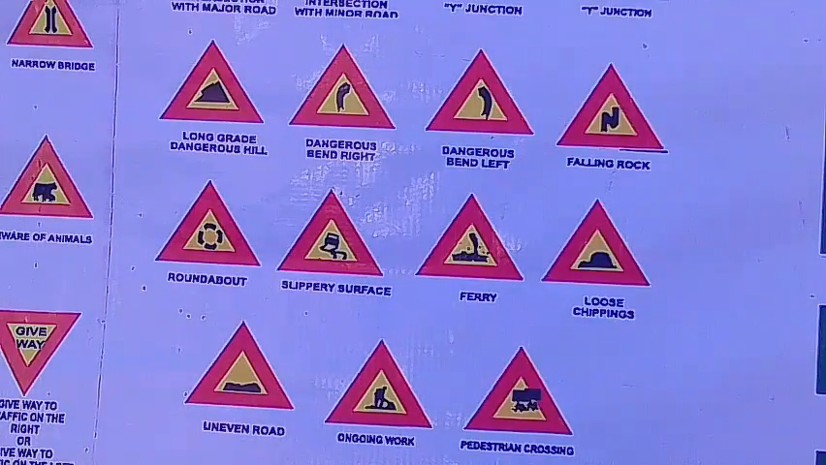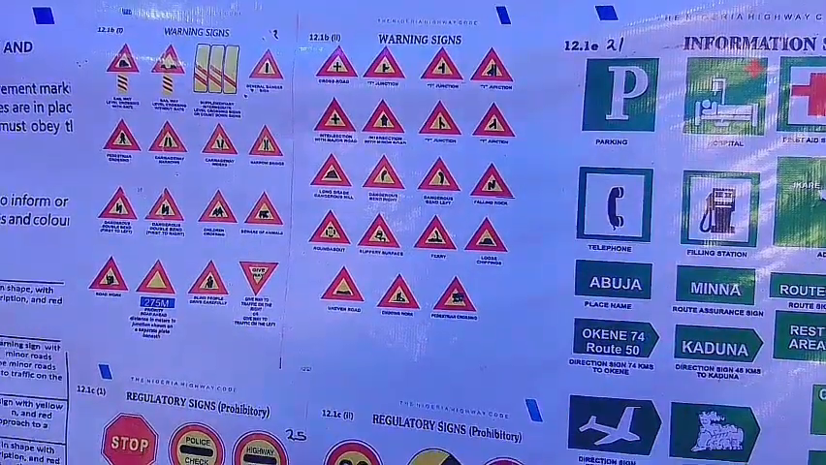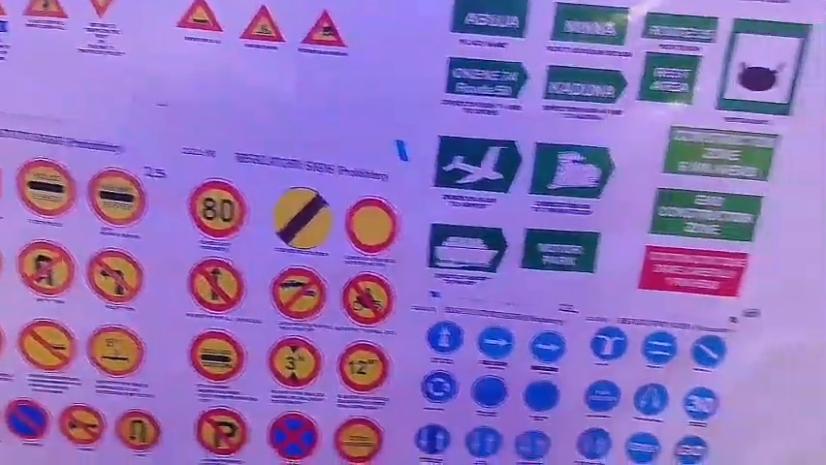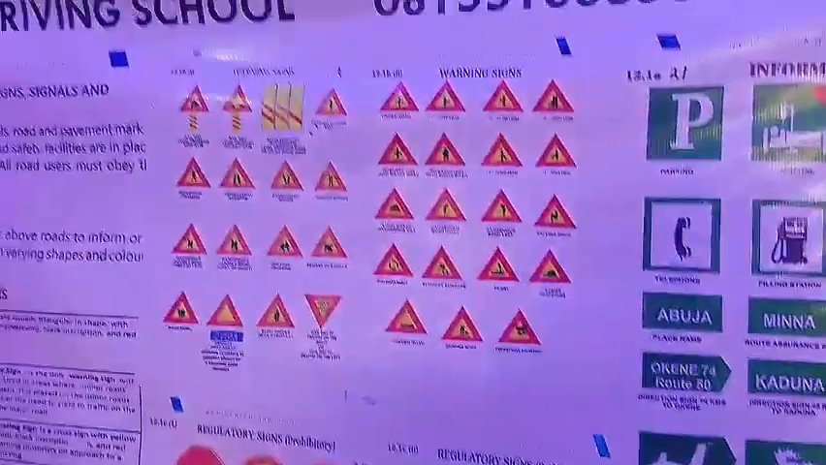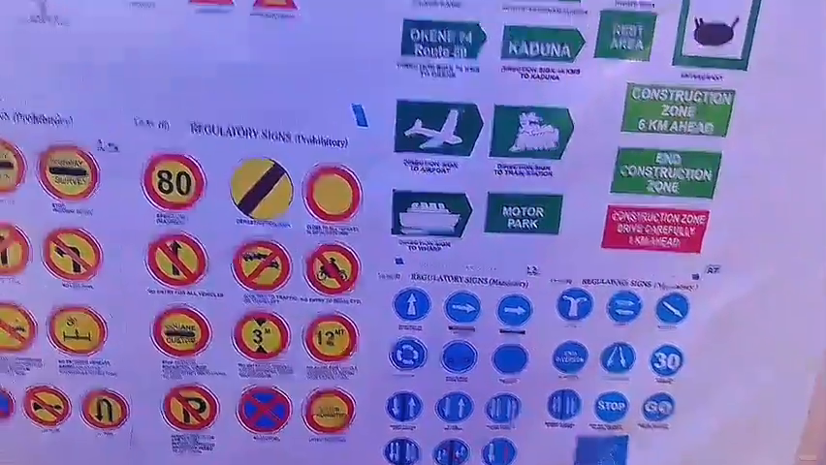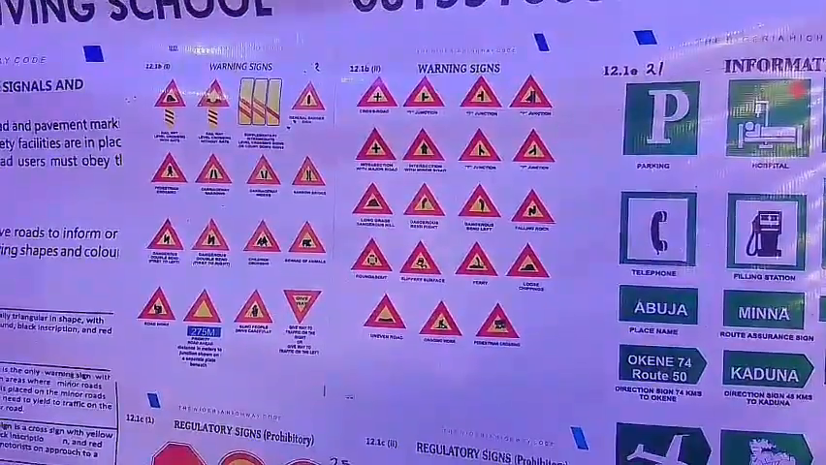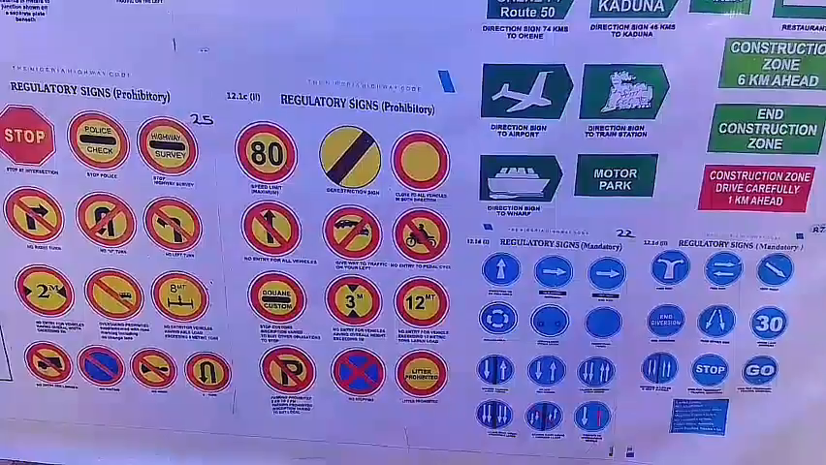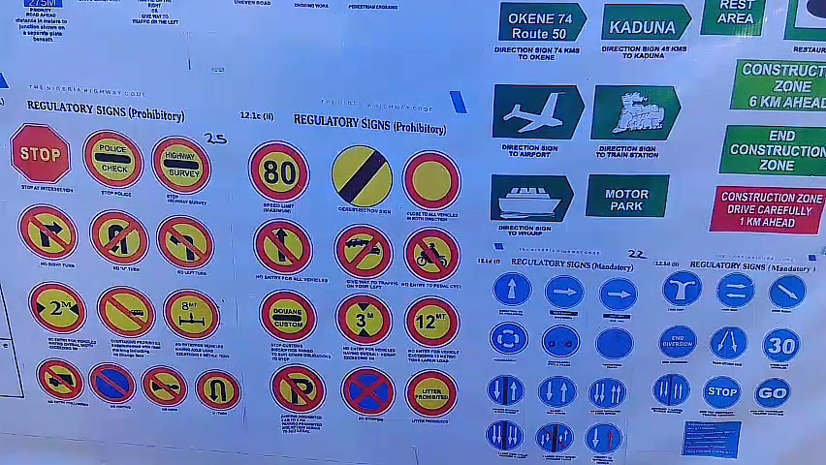Alright, so like I said earlier, we have three types of road signs. We have the warning signs, the regulatory signs, and the informative signs. We have just discussed the warning signs. Now we're discussing the regulatory signs. The regulatory signs are signs that help road users know what to do and what not to do on the road.